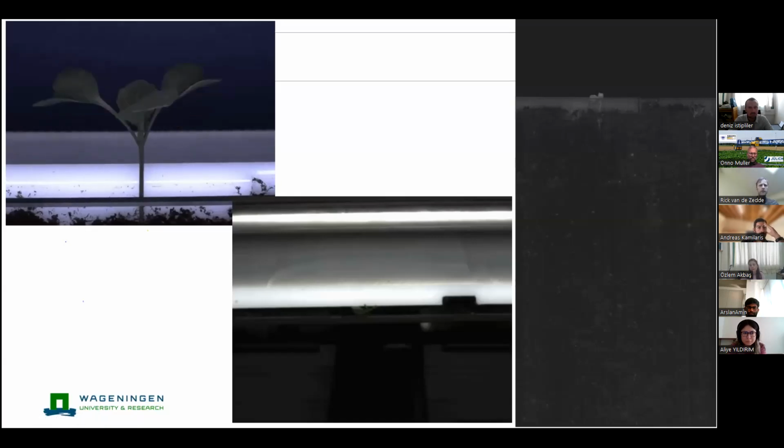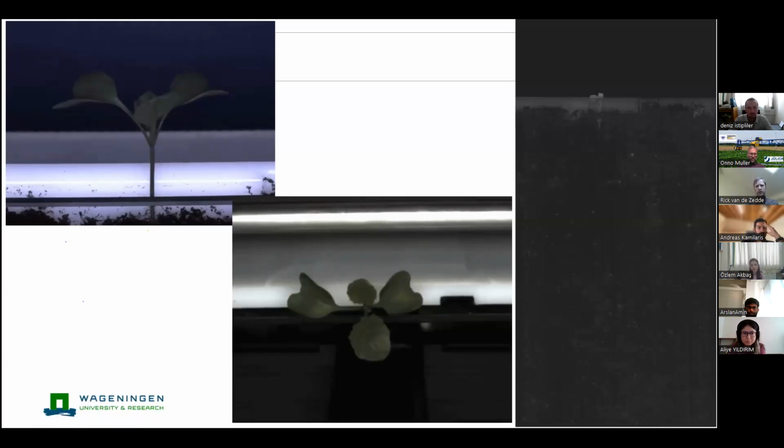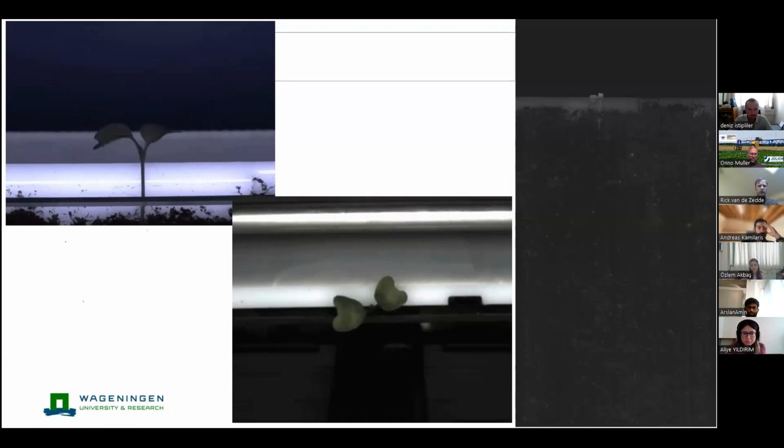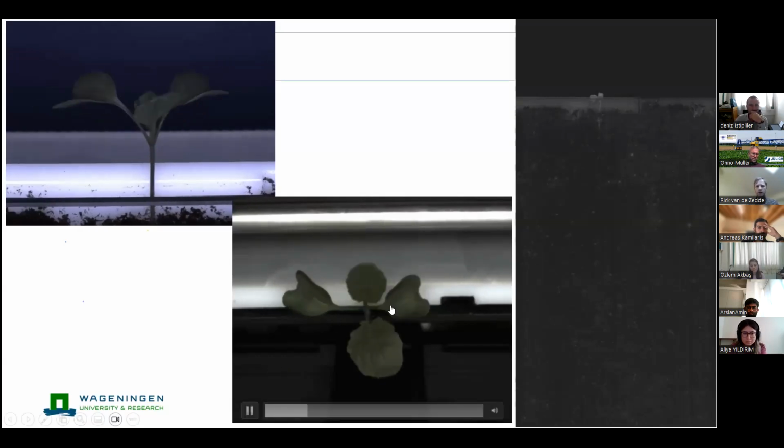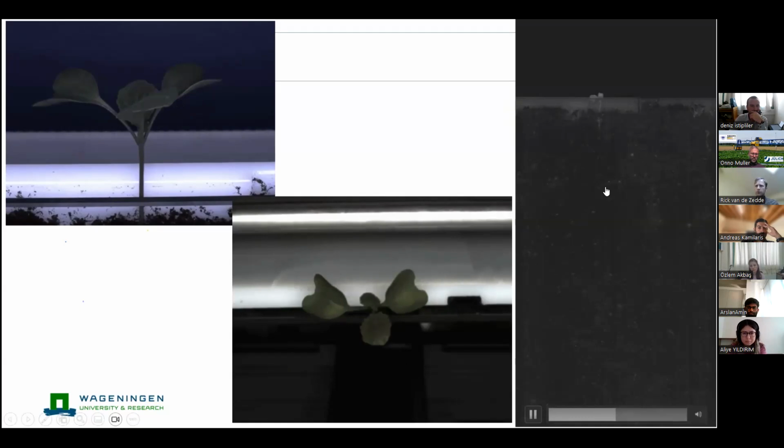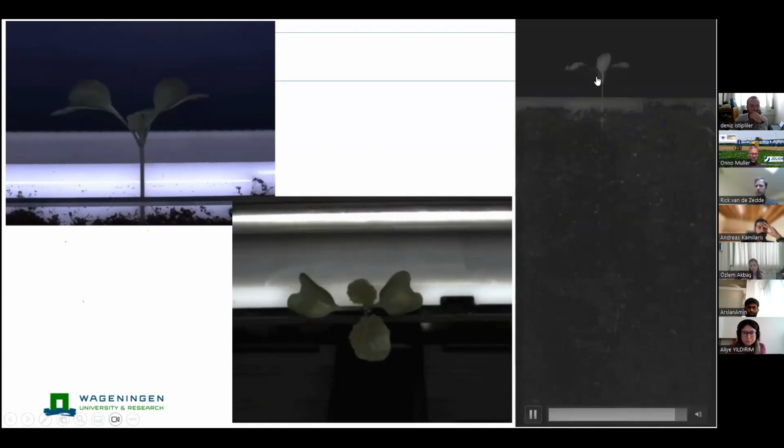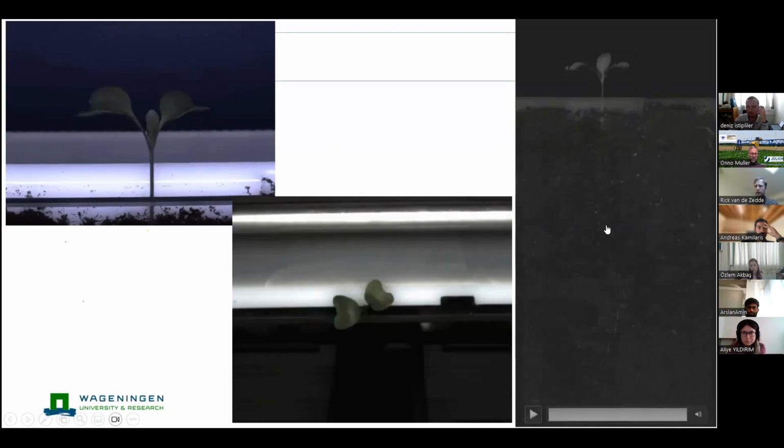To illustrate it, this is a time lapse of one of the plants in the system. So you can see that the plant is growing and every day it gets slightly bigger from a shoot perspective, side view, top view, but also actually from a root perspective. So the plant is growing and the root is actually diving downwards.